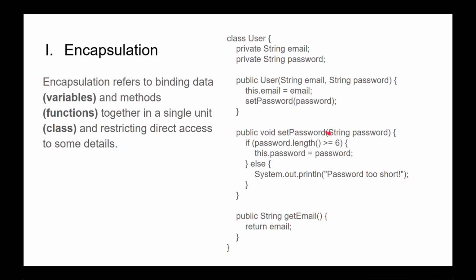While setting the password, we will be adding this condition: if password dot length greater than or equal to 6, else we will send a message password is too short. This way we can restrict the access within the class. This is the main advantage of encapsulation.